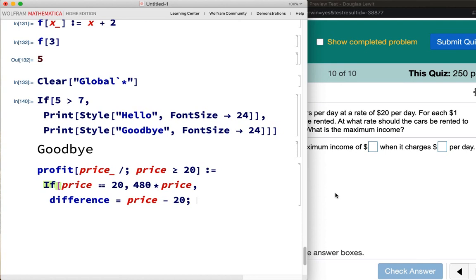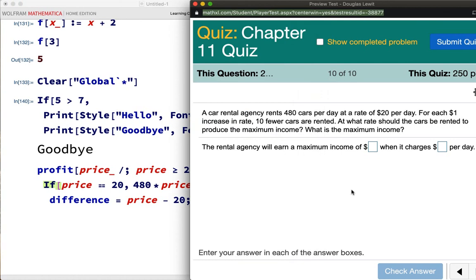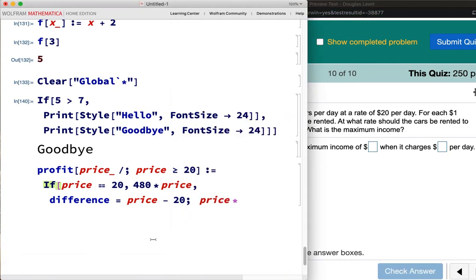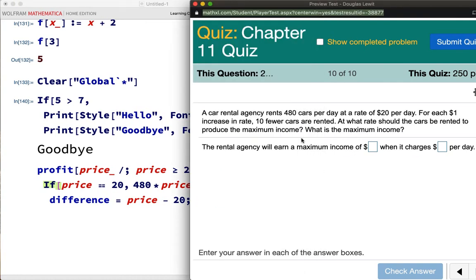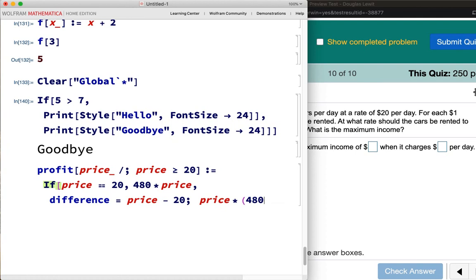So then I'm going to have my profit is going to be the price multiplied by 480 minus 10. Oh, sorry. The price is going to be the price times 480 minus 10 times the difference.